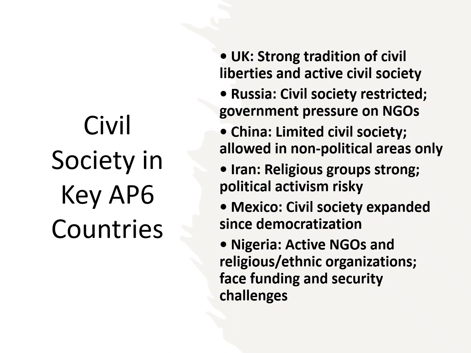Let's compare a few examples. In the United Kingdom, a strong civil society with diverse NGOs, unions, and media exists. In Russia, the government restricts independent groups through labeling and funding laws. In Mexico, civil society is growing, but faces threats from corruption and violence. Nigeria has an active civil society, but ethnic and regional divides create challenges. And in China, civil society exists, but is strictly controlled by the Chinese Communist Party.